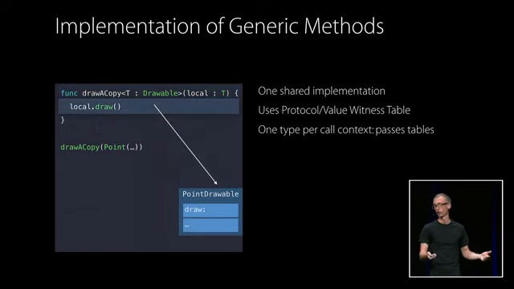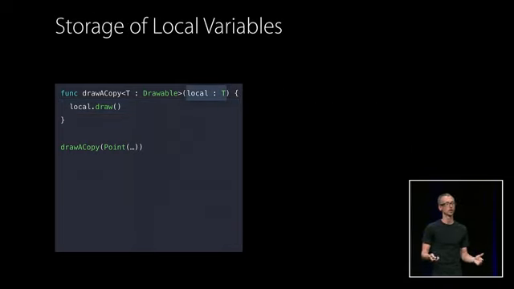Similarly, when it executes the draw method on the local parameter, it will use the protocol witness table passed, look up the draw method at a fixed offset in that table, and jump to the implementation. Now, I just told you there is no existential container here. So how does Swift allocate the memory necessary for the local variable created for this parameter?